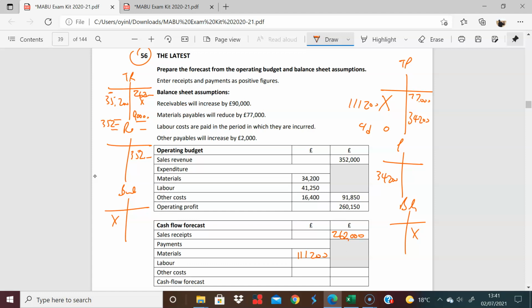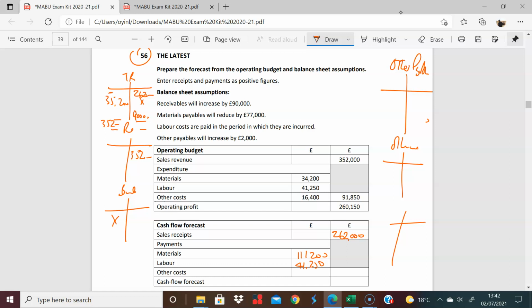Labor is always going to be what it is. It's just what it is. So you have 41,250, and other costs and other payables will increase by 2,000. So that literally is the same principle when we're dealing with this. I'll just erase this to give myself space. Same thing. Other payables, same principle. So we'll call that other payables. So you have these other costs, if you like. So other payables will increase by 2,000.